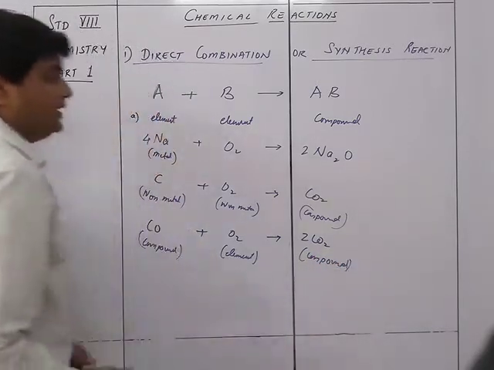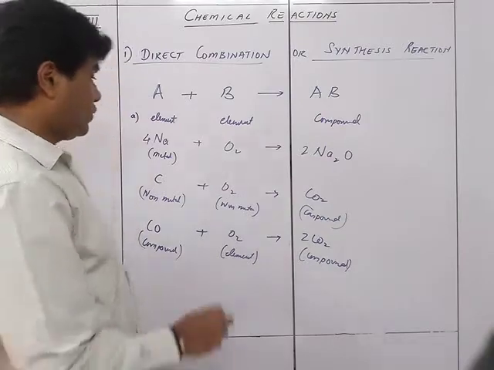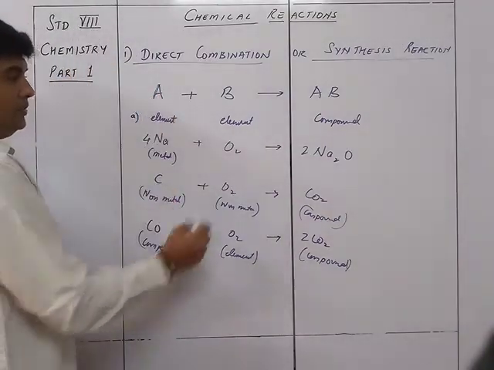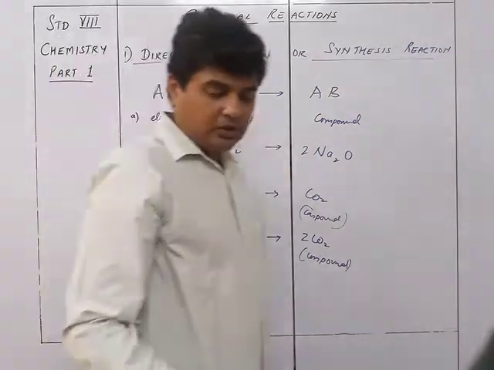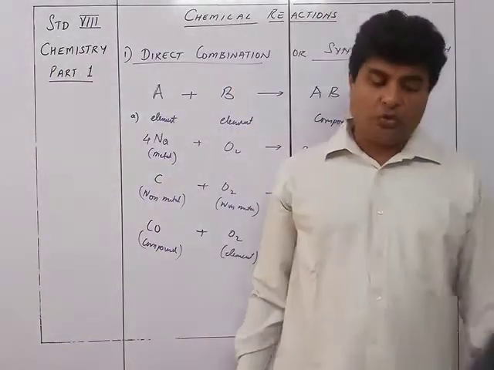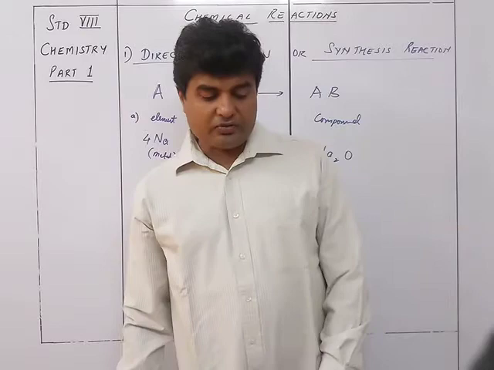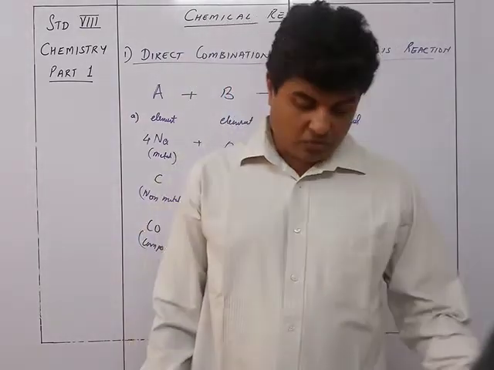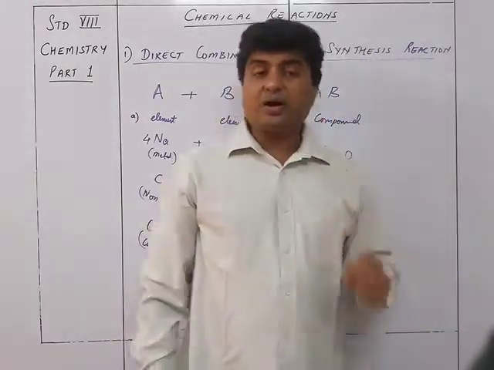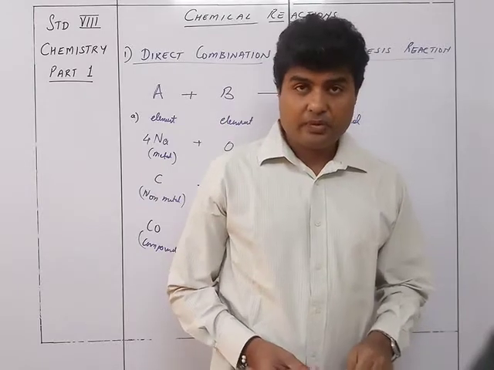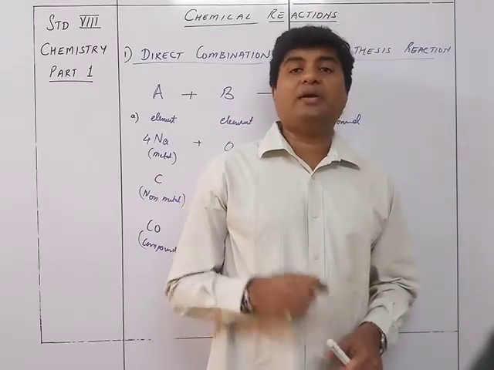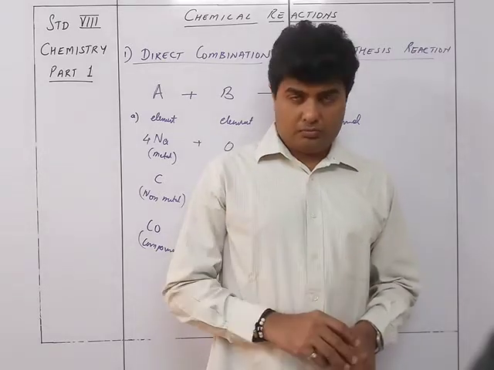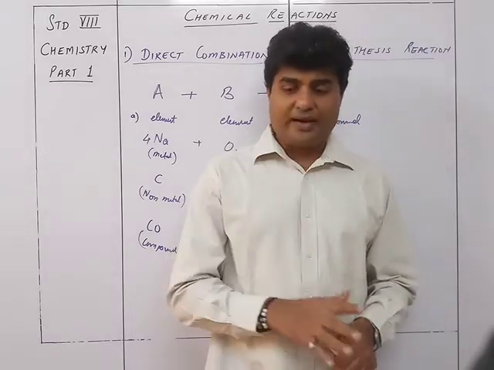So you can see that it could be that A is a compound, B is an element giving me AB, which is a compound, right? So CO plus O2 giving me CO2, 2SO2 plus O2 gives me 2SO3. So this is again between a compound and an element. Got it? The next one is compound reacting with another compound, when two compounds are going to react with each other.